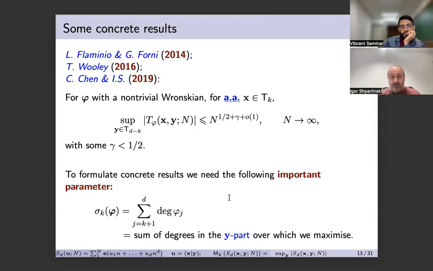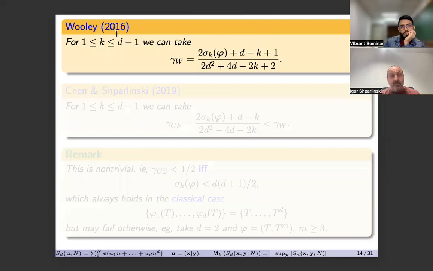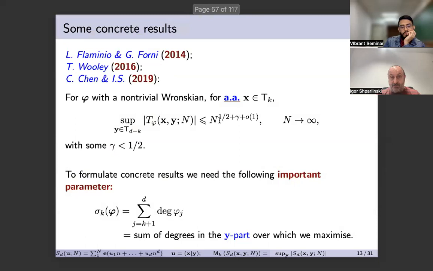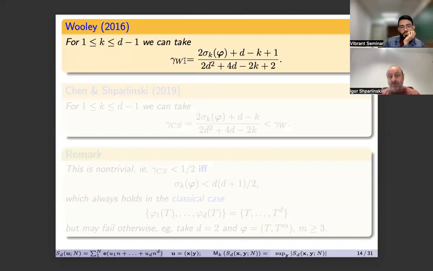Okay, in this notation, Trevor Wooley proved the following: in the previous bound, a kind of hypothetical bound, you can take gamma sub W, which comes from Wooley, of this type. So the degrees of non-freedom, of course, here it just makes gamma higher, but then you still have some non-trivial range where you have a non-trivial bound.